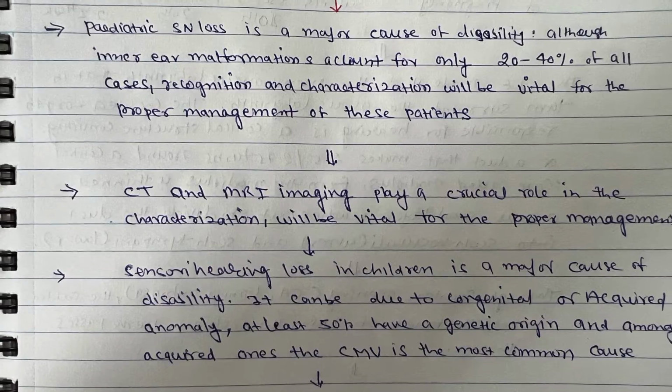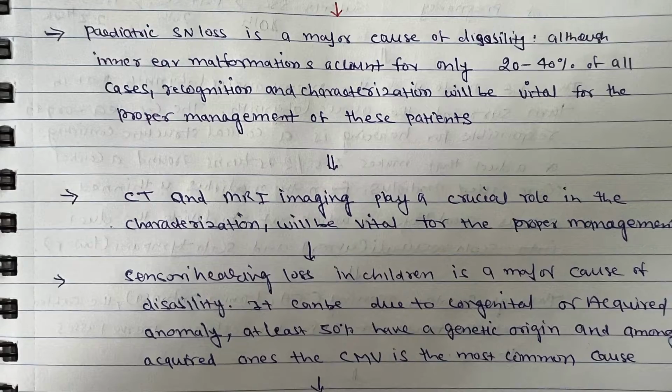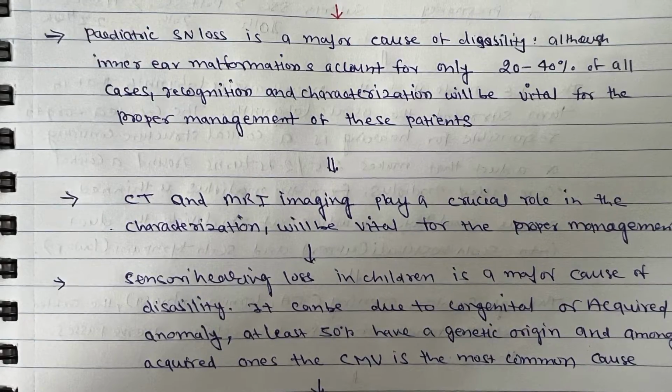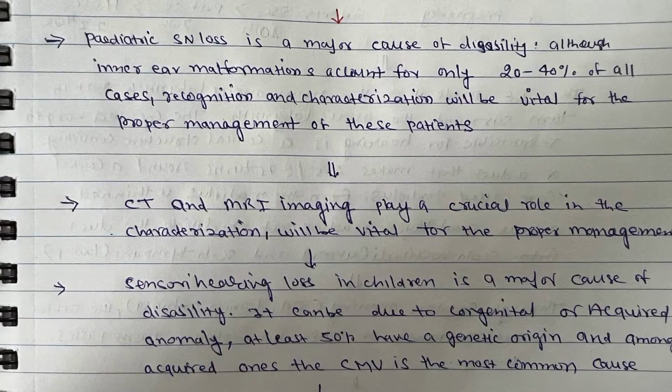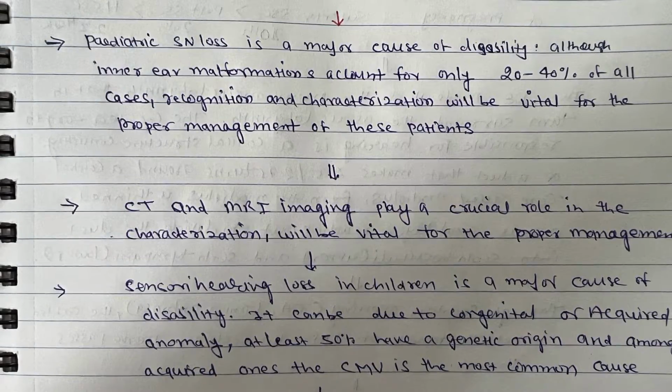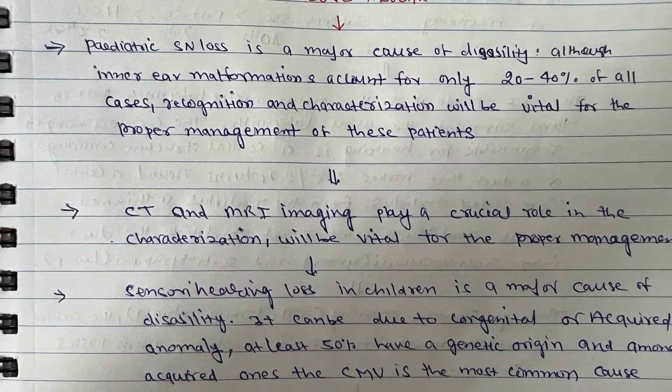Hi guys, this topic is about inner ear malformation and cochleovestibular malformation. Pediatric sensorineural hearing loss is a major cause of disability. Although inner ear malformations account for only 20 to 40% of all cases, recognition and characterization will be vital for proper management of these patients. CT and MRI imaging play a crucial role in the characterization.